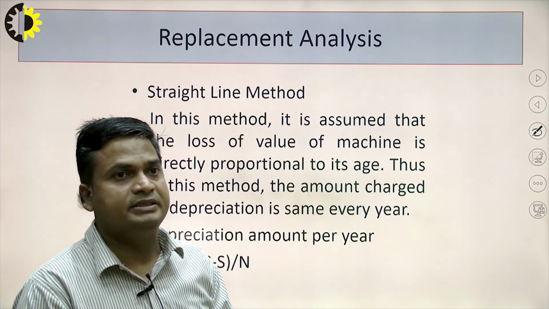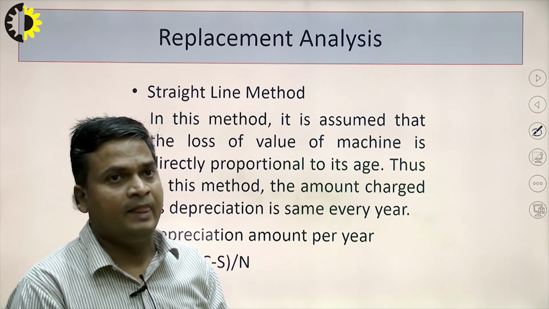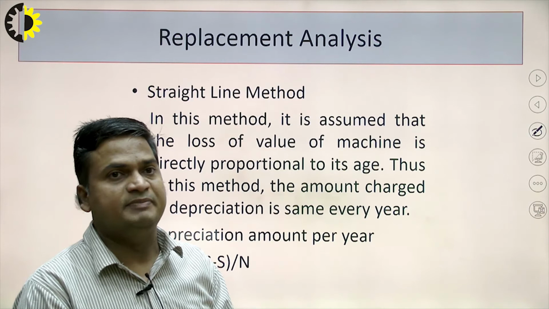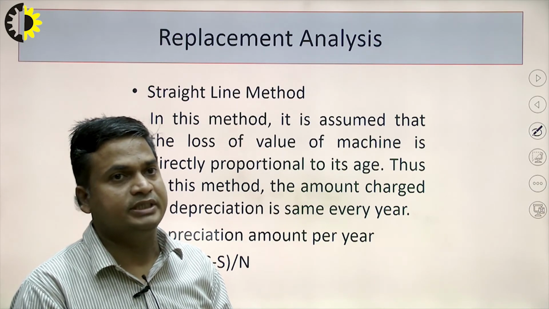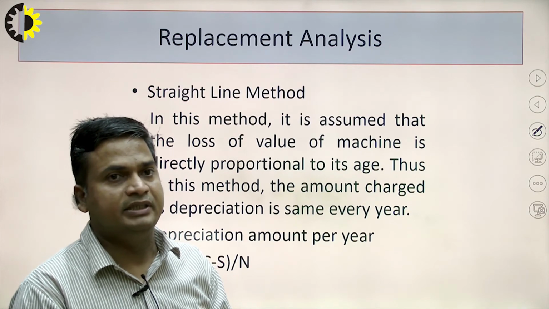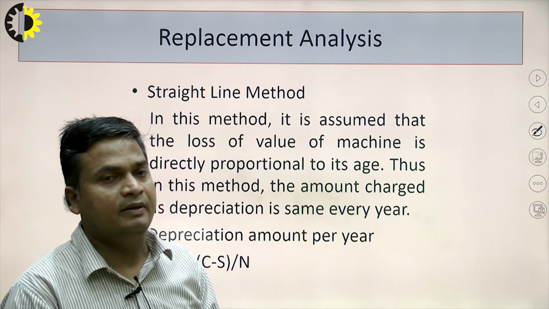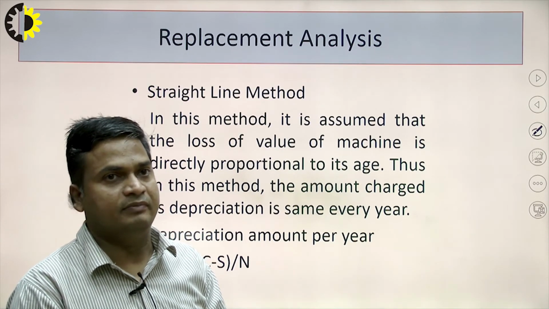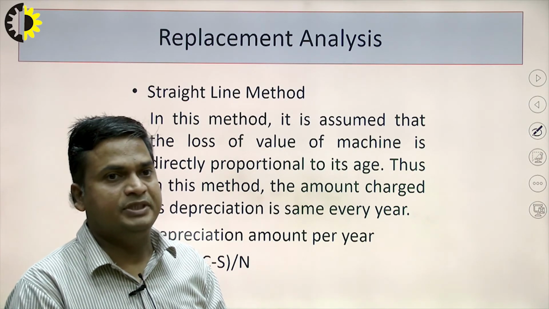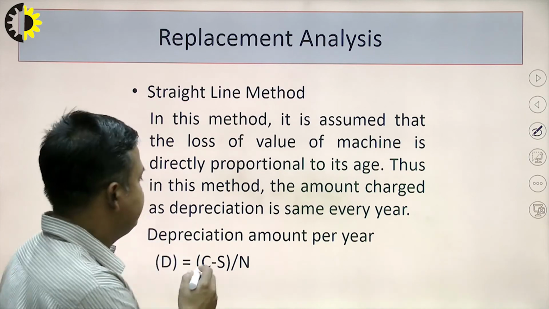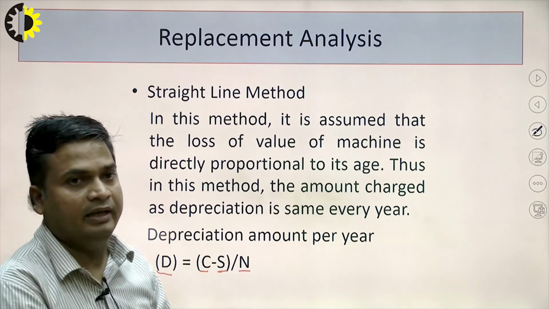So the first method is the straight line method, and the second is the diminishing balance method. In the straight line method, it is assumed that the loss of value of a machine is directly proportional to its age. Thus, in this method, the amount charged as depreciation is the same every year, means the depreciation is the same in each year, first year, second year, third year, fourth year, fifth year, and the depreciation amount per year is calculated as D equal to (C minus S) divided by N.